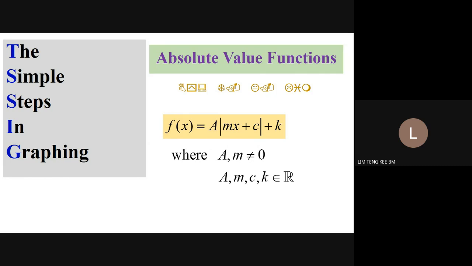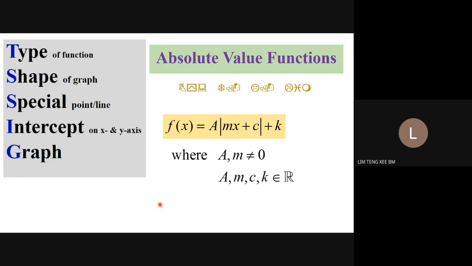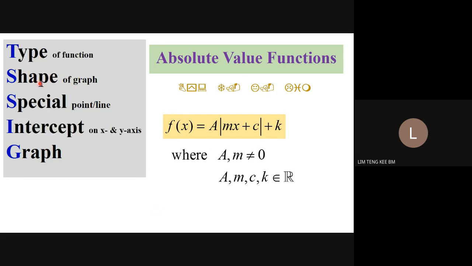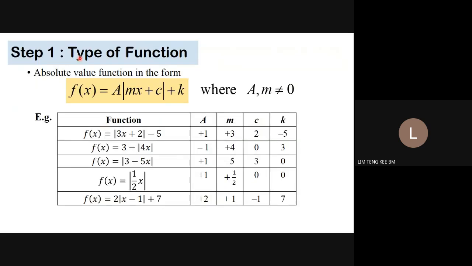So what are the simple steps in graphing that we refer to? We are referring to the type, the shape, the special point or line, the intercept, and also the graph. We begin with the first one, the type of function that we have. The type of function that we refer to is the absolute function in the form of, inside the modulus, just the linear function mx + c.